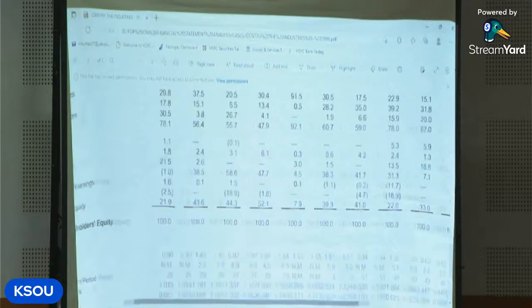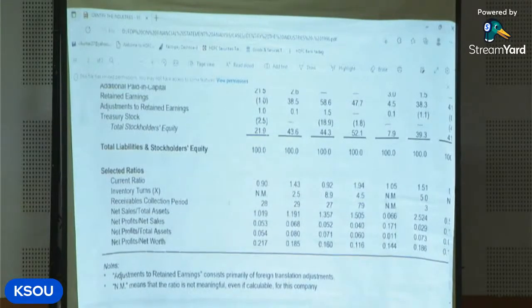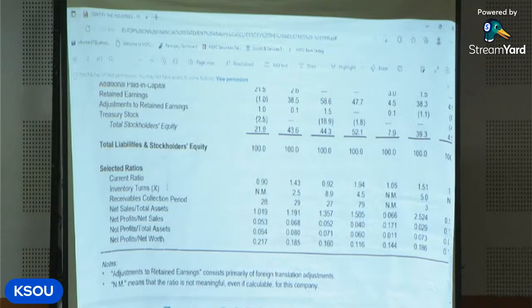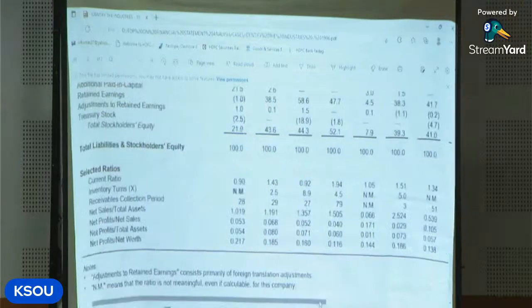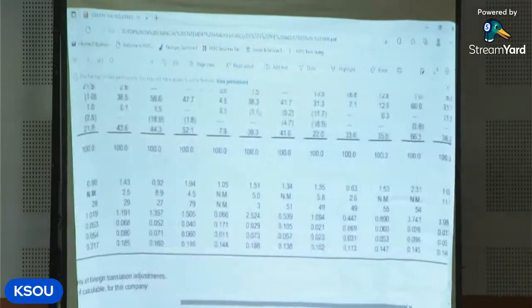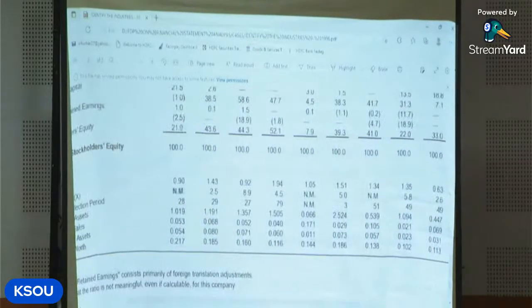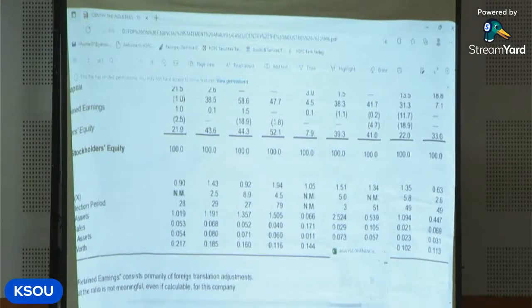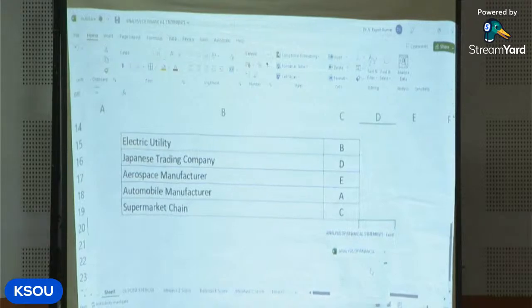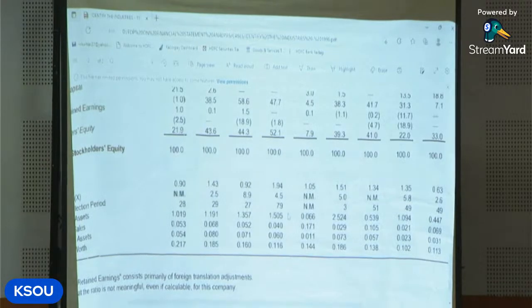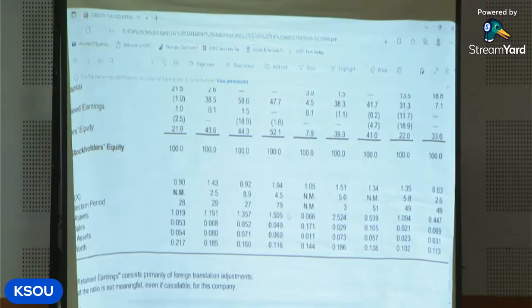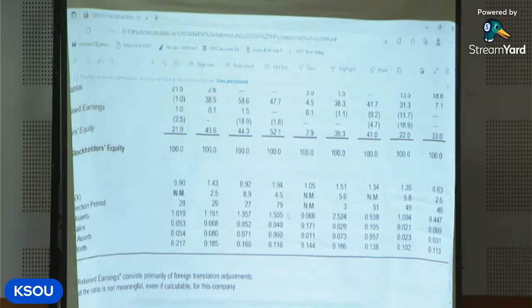In this case, inventory turnover. First, we have something called NM, not meaningful. For which type of industries does inventory have no meaning? So that's one big hint for us. The 5 companies for which it is NM are the 5 service industries. So to that extent, it is narrowed down. That's one clue I've given you. Others, you try to identify.